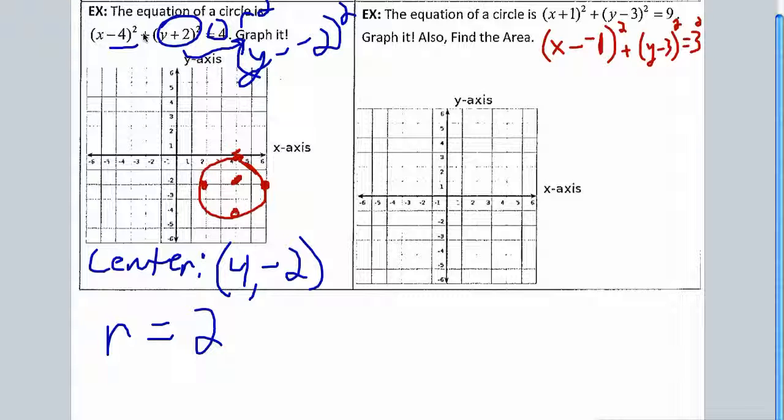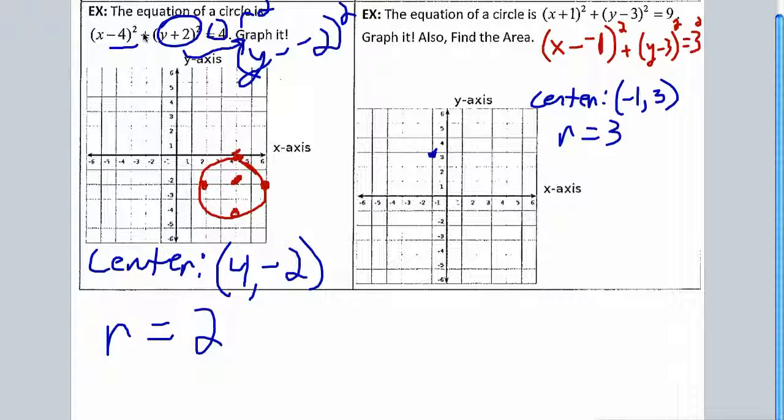That must mean that my center is at negative 1, 3, with a radius of 3. Okay, so to graph that, I'm going to go to negative 1, 3, put my point down, and then my radius is 3, so in every direction I'm going to go out 3. So down below 3, over 3, up 3, and over 3, and draw my circle in.